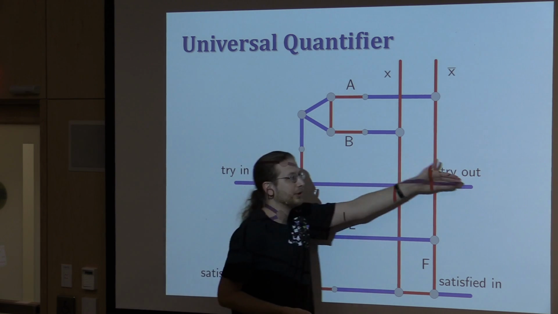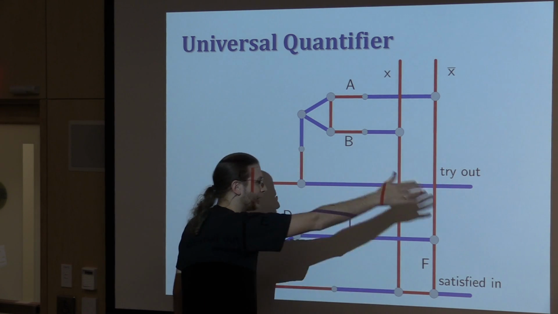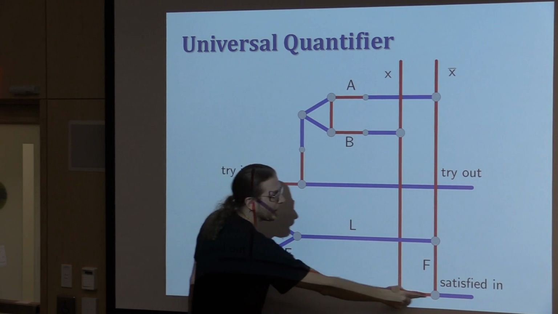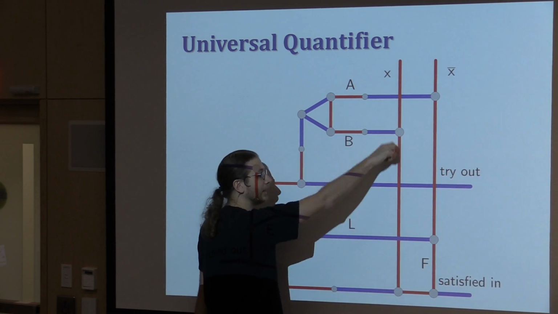Once this is locked in the true state, we can again activate try out. And now we're going to come back through here. We don't care about this latch. We're now going to use this vertex. This is the and of being satisfied and having x being true.